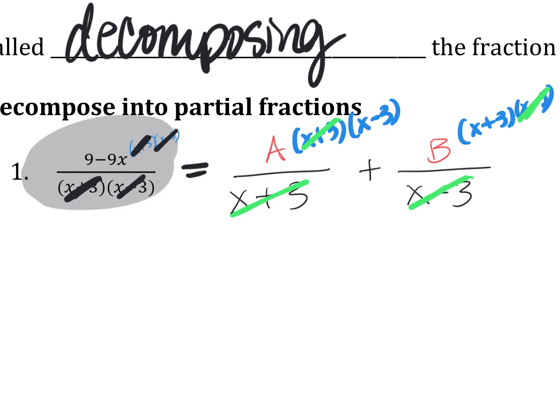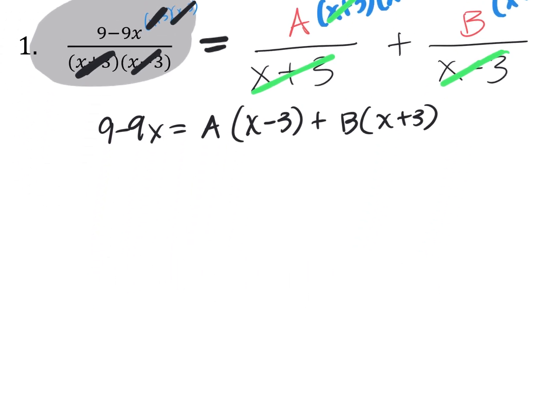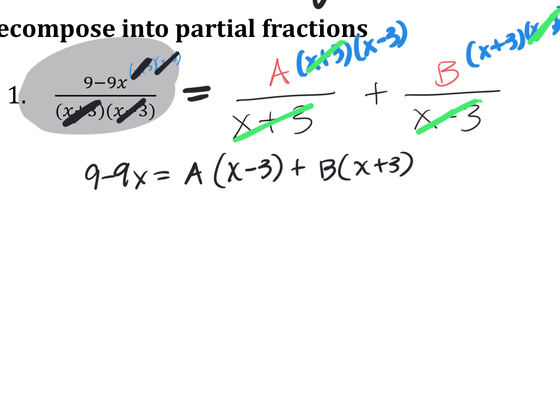What is left when I cancel stuff out? Like a 9 minus 9x equals A(x minus 3) and the other one. Here's where it's going to be a little uncomfortable because you agree that we have no fractions left. We love that. But do you agree we also have 3 unknown values? X, A, and B. Lots of unknowns. Here's where you get to be flexible.